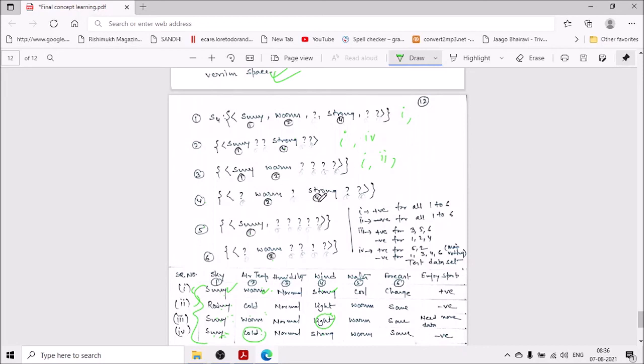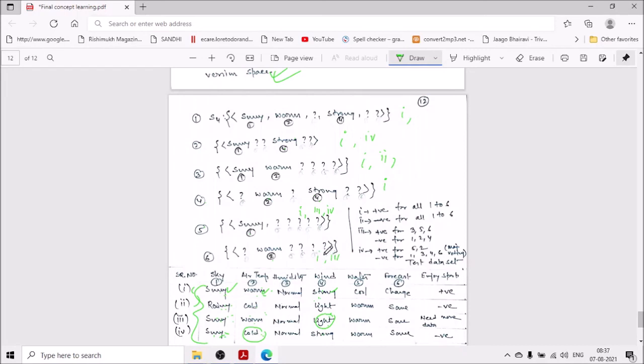Warm and strong, 2 and 4. Warm and strong: first one is yes. Cold: second one is not yes. Warm and light: light one is not yes. Cold: second one is not yes. Sunny, rainy, sunny, sunny: that means the first, third, and fourth one is yes. Warm: first and third one is okay. So first and third one is yes.